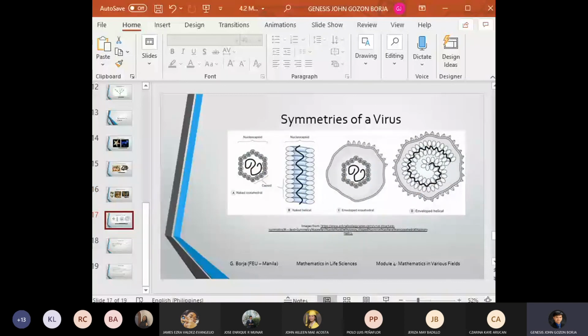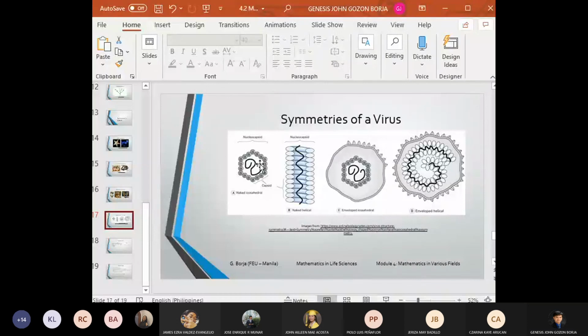Okay, so even the viruses have their own symmetries. Although it may not be obvious, they do have symmetries, and even with COVID-19 we study the structure. If you watched that series on Netflix about COVID-19, they are studying the structure of the virus, and in fact, viruses are also symmetric. But there are several kinds of symmetries in a virus.